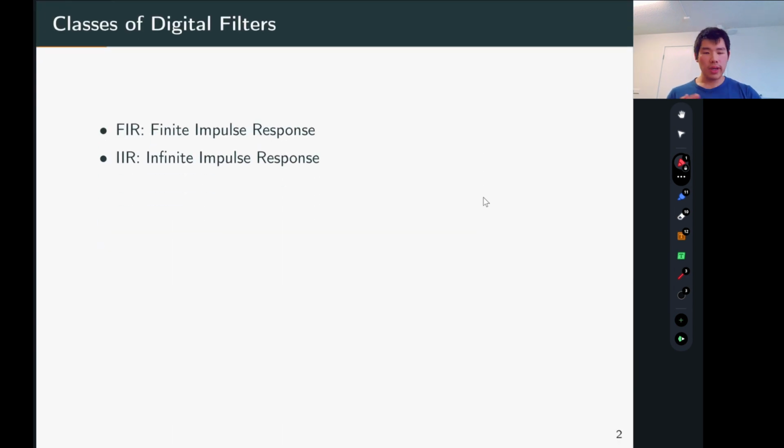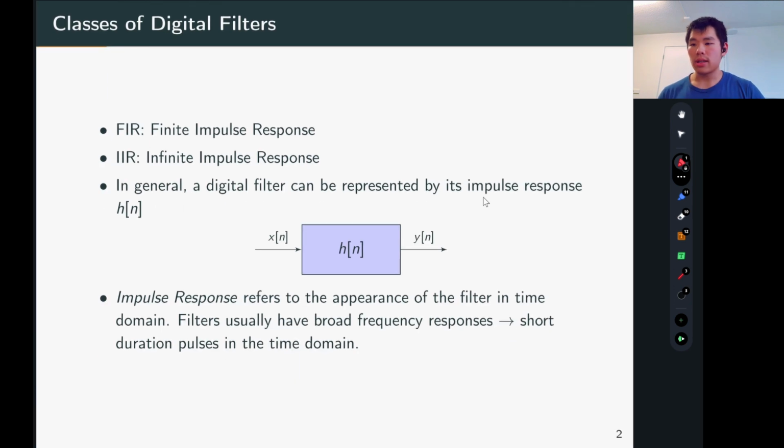So there are two main classes of digital filters. The first one is FIR, finite impulse response, and IIR, infinite impulse response. We'll see why they are named in such a way. And in general, a digital filter can be represented by its impulse response h of n, because if we know the impulse response, we know everything about the digital filter, what's going to happen given an input signal. And so impulse response refers to the appearance of the filter in the time domain. So you have the frequency domain and the time domain. If the filters usually have a broad frequency response, that corresponds to a short duration pulse in the time domain.